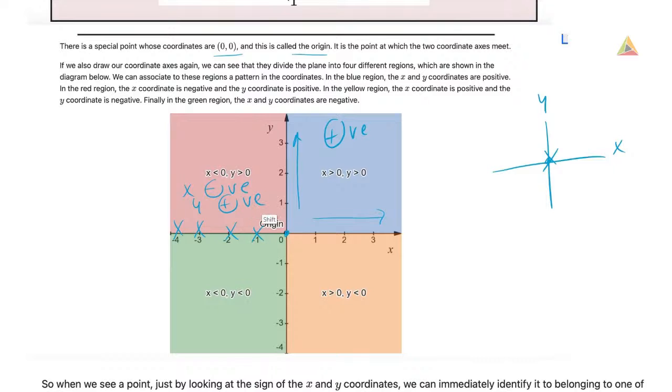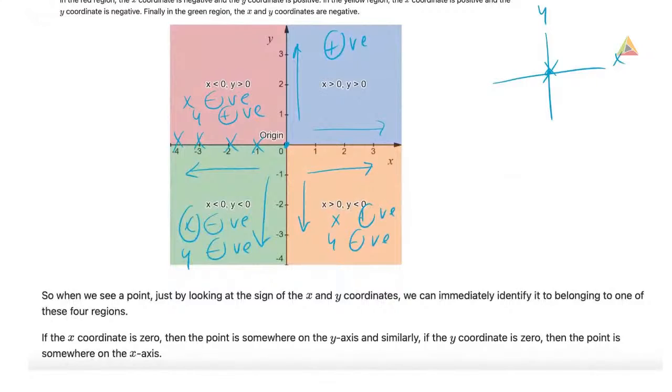because it's going up. Then the next region there is the yellow region. So the x coordinate in this case is positive because it's going this way, and the y coordinate is negative because it's going this way. So you've got x, which is positive, and you have y, which is negative. And then finally in the green region, x and y are both negative because x is going this way and y is going this way. So your x is negative and your y is also negative. So just important to be aware of what's going on in each of those regions.